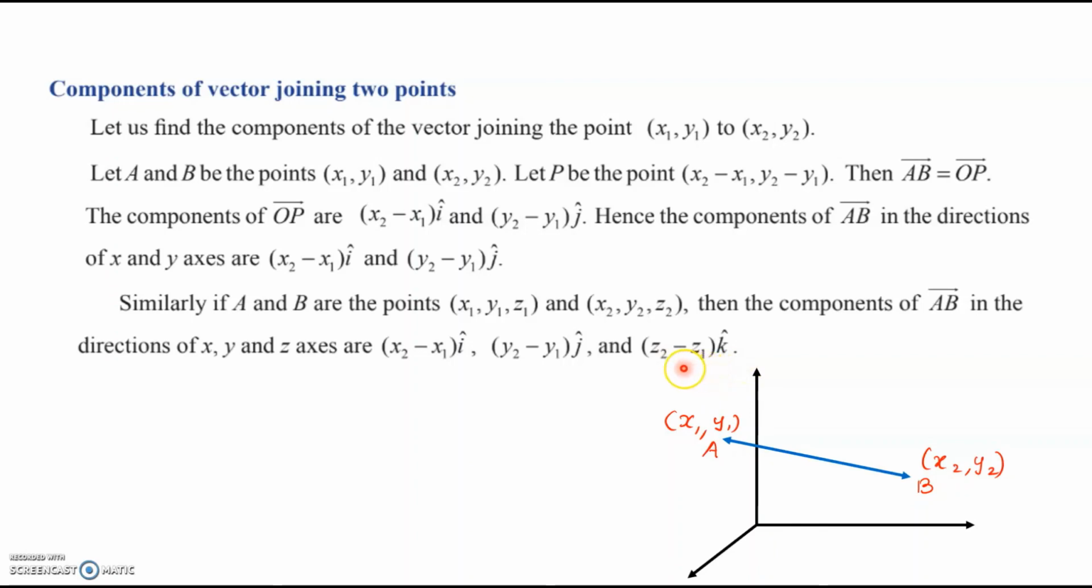So that brings us to an understanding of how to find the components of any given vector AB when we know their point A and point B.